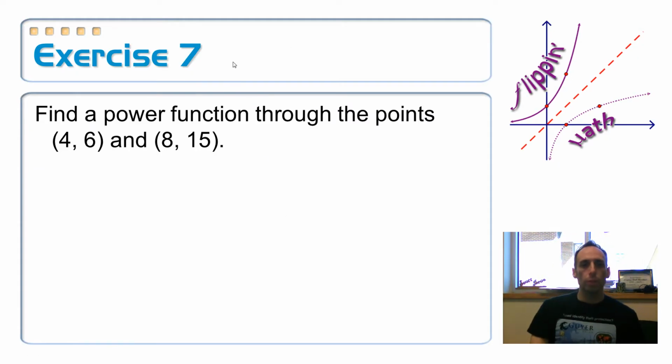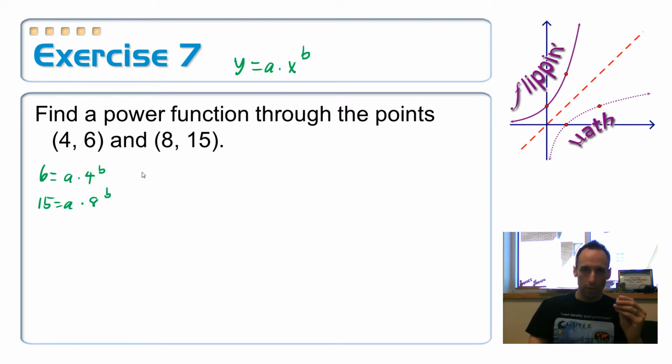So we're going to write this as y is equal to a times x raised to the b. And let's plug in our points for x and for y. So in the first one, 6 is equal to a times 4 raised to the b power. And then the second one, 15, is equal to a times 8 raised to the b power. You solve it similarly as far as the substitution part goes. You're going to solve that first one for a. So a is equal to 6 divided by 4 raised to the b.